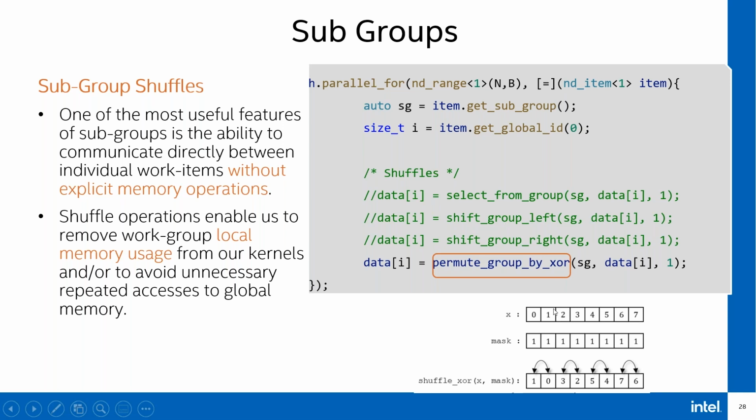Shift group left will shift one data towards the left, and right will shift one data towards the right. And XOR will do XOR operations between consecutive blocks inside the subgroup. Again, as I mentioned, it's faster since it doesn't need to access the local memory.